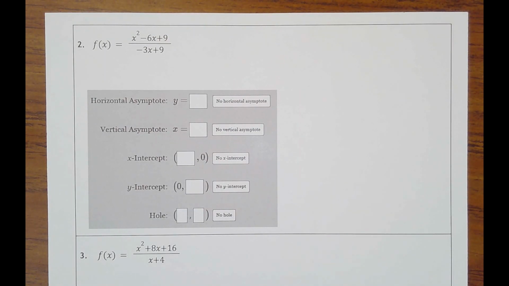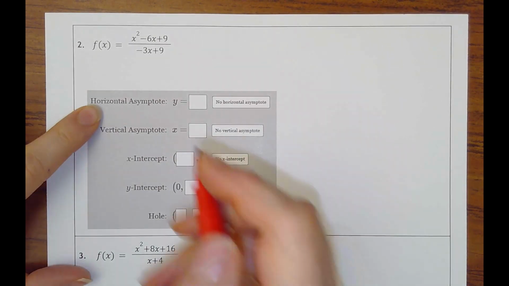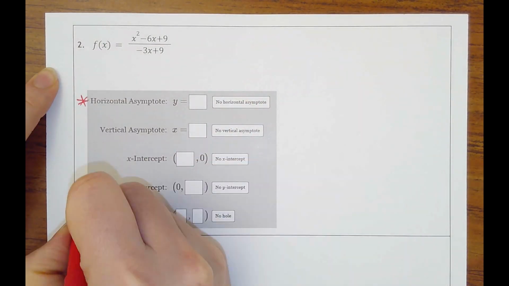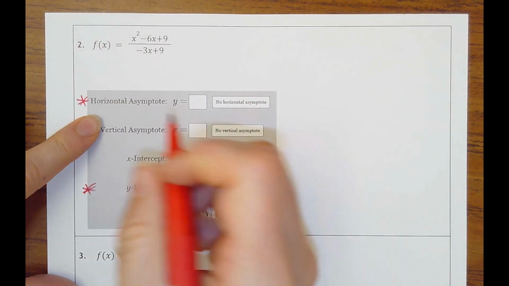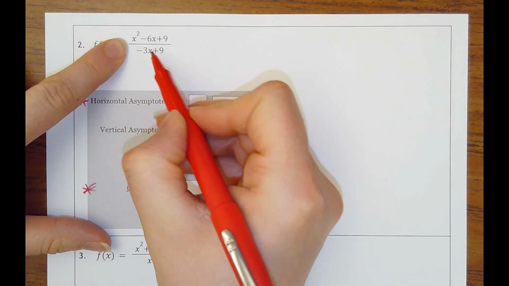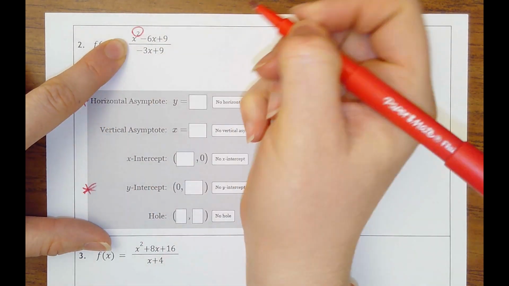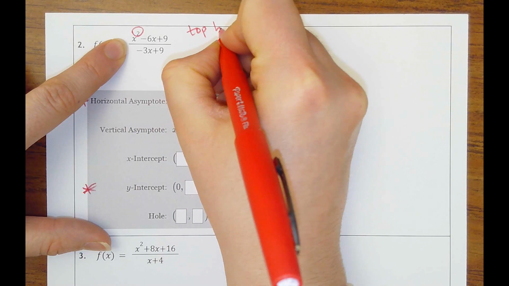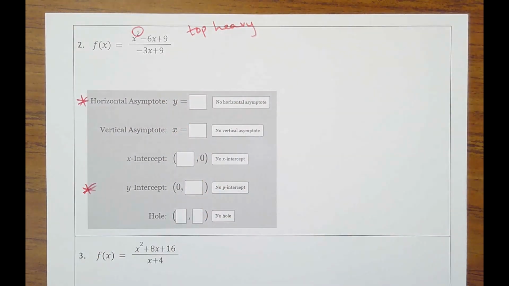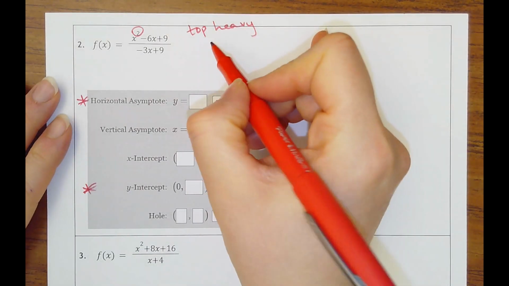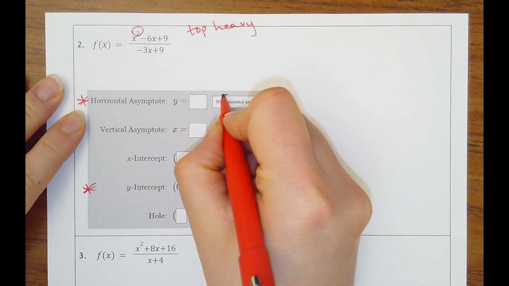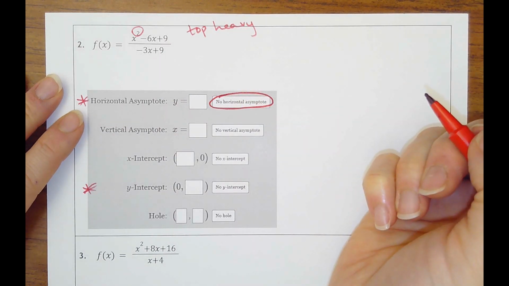Our function is x squared minus 6x plus 9 over -3x plus 9. So I'm going to do horizontal asymptote, and I might go ahead and do the y-intercept as well. So I'm looking at powers here and here. See how it's top heavy. So I don't know if you remember that rule or not. When it's top heavy, think of that as like an improper fraction. That means there is going to be no horizontal asymptote when it's top heavy.